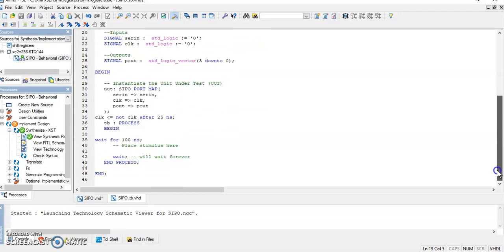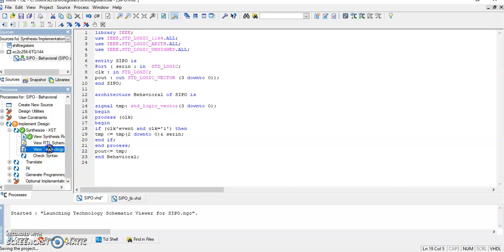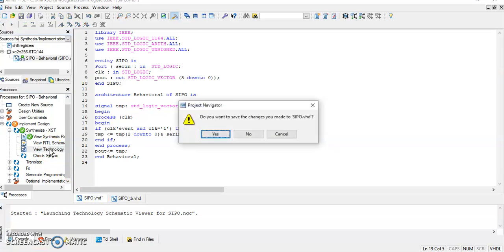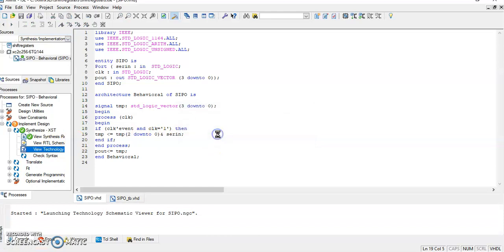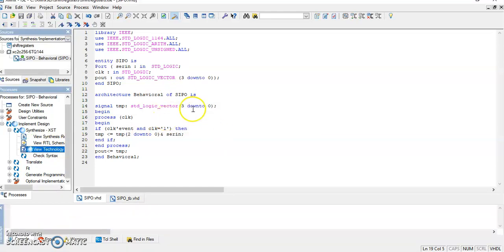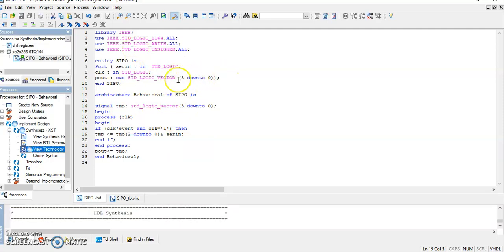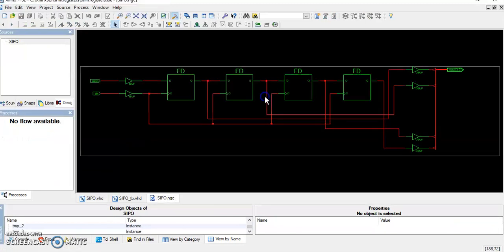So here I have simply taken this clock statement. One more point that I would like to show you here is the technology schematic. See, nowhere have we called 4 registers, but we have taken an array of 4 bits. We have taken the output as 4 bits and we are processing it this way. But here physically the 4 registers have come into the picture. That is the beauty of these reconfigurable designs.